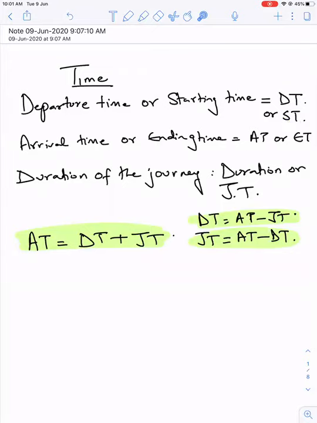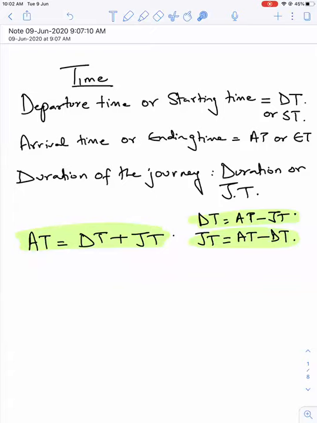Arrival time is AT or ET. ET stands for ending time, arrival time and ending time. In the case of journeys, we'll refer to this as arrival time, but in the case of a movie starting and ending, we will use ST and ET. This is the time when the journey or the movie or any such thing ends. Duration of the journey means the journey time. We will refer to this as journey time in the case of journeys, but in the case of a movie starting and ending, we'll say the duration. A lesson starting and ending, we'll refer to it as duration.